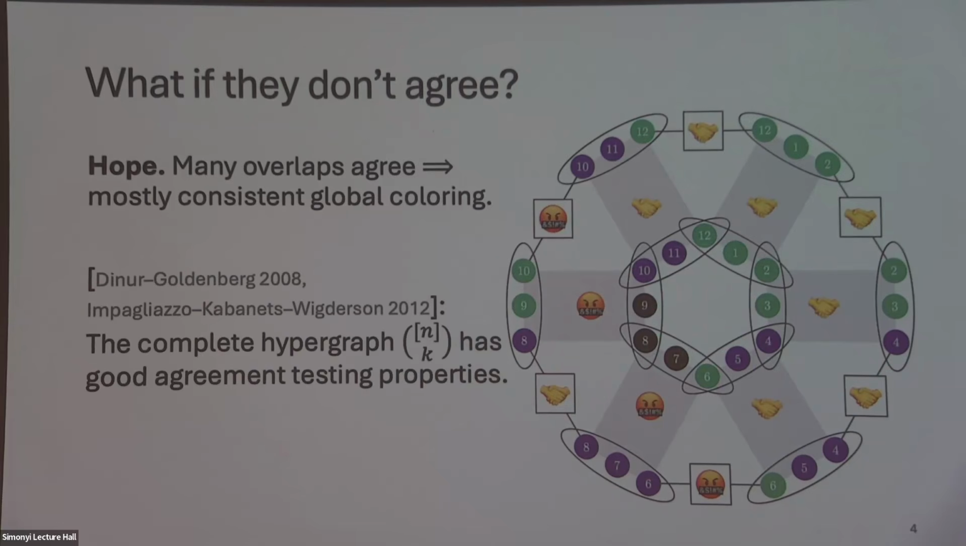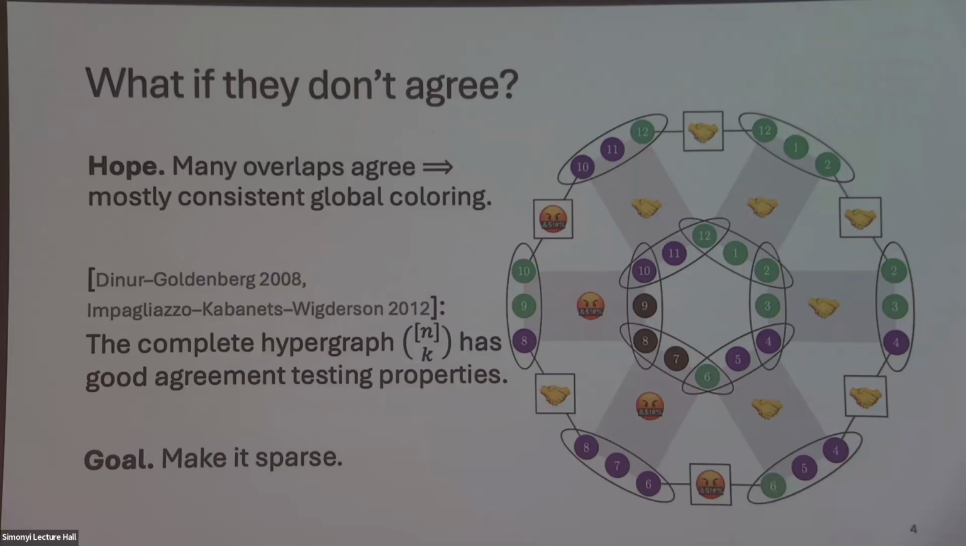There have been many works on this. For instance, Irit and Avi and co-authors had results saying that if this graph were the complete hypergraph, then it has good agreement testing properties. I should say that you're always interested in designing hypergraphs that also have good sampling properties. The cycle maybe looks like a good agreement tester, in the sense that if you have a cycle and lots of overlaps, then you can expect a good global coloring, but the cycle is a terrible expander. We're interested in making agreement testers that are also good expanders.